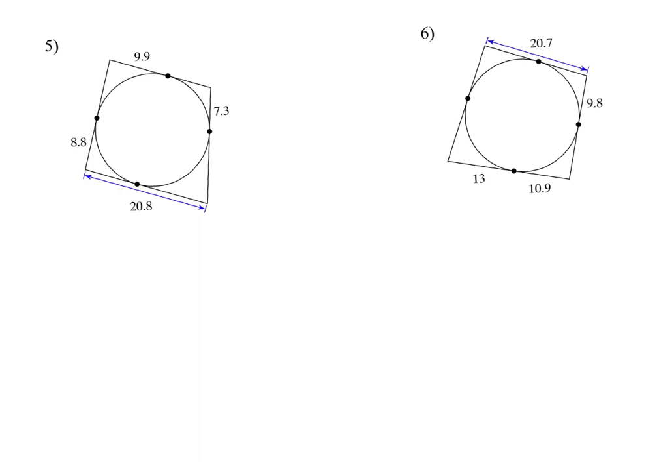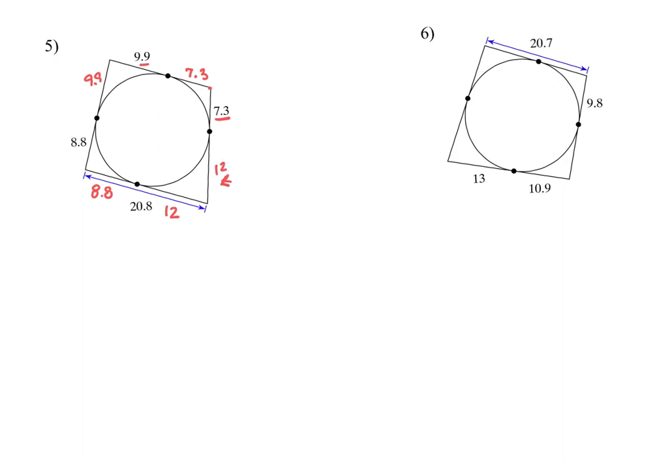The same exact concept, knowing that your tangents are equal. How do I find my perimeter? If I know this is 7.3, then the tangent that leads to that same point there is also 7.3. If I know this one is 9.9, then I know this one is 9.9. I know this guy is 8.8, which helps me figure out this one because it leaves the rest of this. 20.8 minus 8.8 gives me 12. So that tells me that this one right here is also 12.